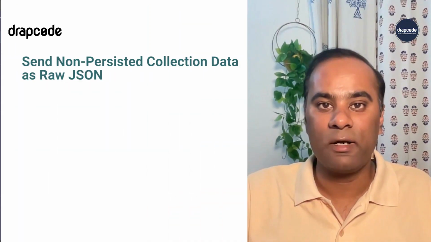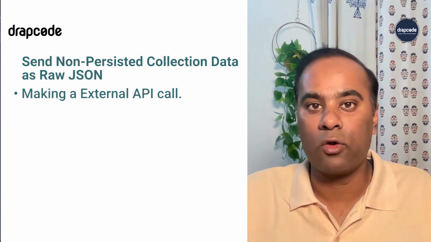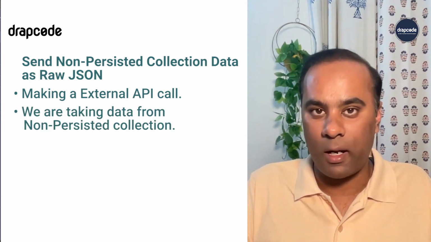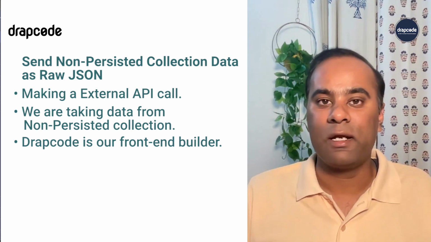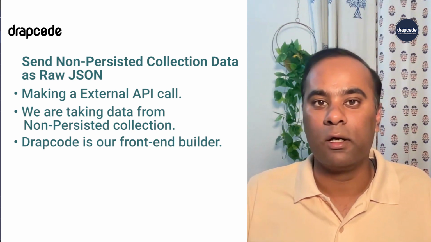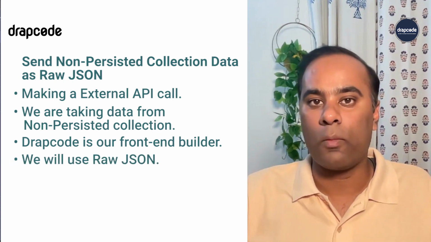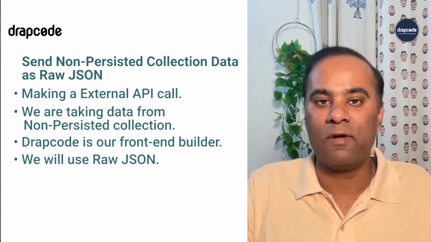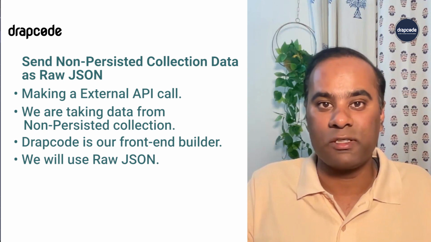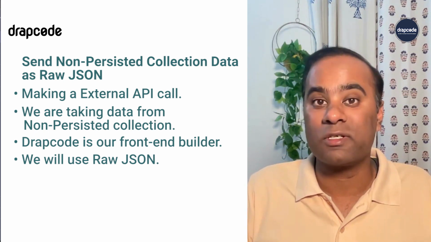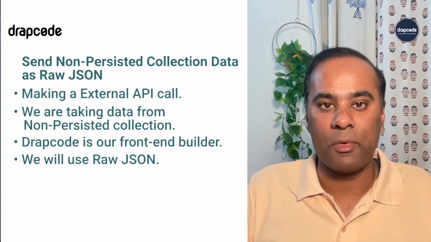So in this video, we will understand how to make an external API call where you are taking the data from a non-persisted collection. You are using DrapCode as a front-end builder and send the data to any external data source or an external API. And the JSON structure is a bit complex. It is not a straightforward key value pair. So you want to use raw JSON, right? Maybe like Notion or Airtable where the JSON structure is not straightforward. So let's see how that can be done.